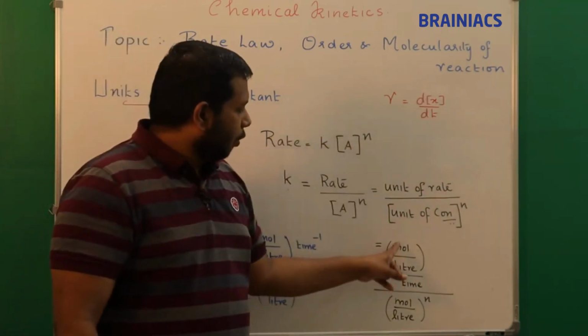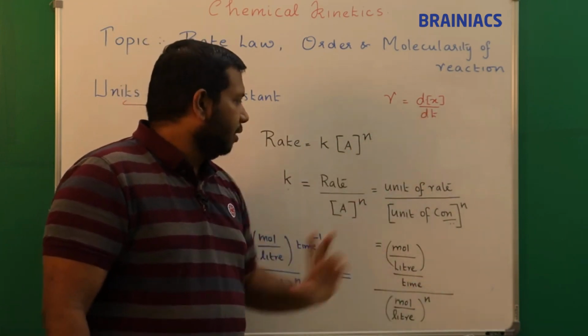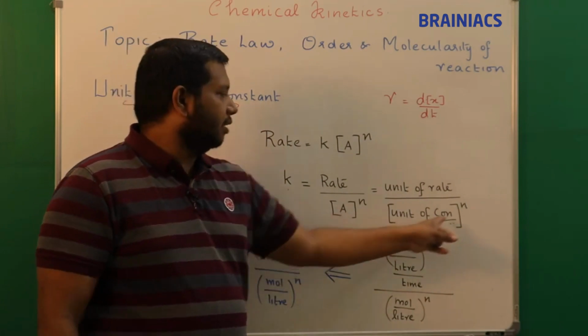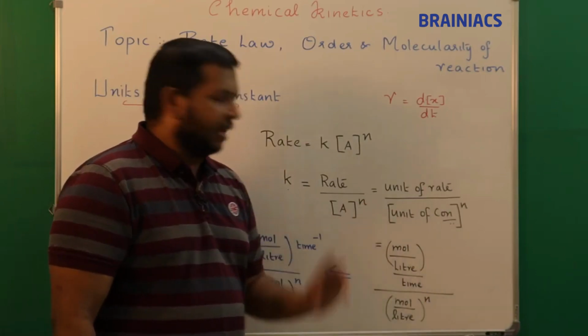dx/dt is equal to mole per liter divided by time. Then the units of concentration. Here we know that A is coming. So that is a unit of concentration. Concentration is mole per liter raised to the power n, correct?